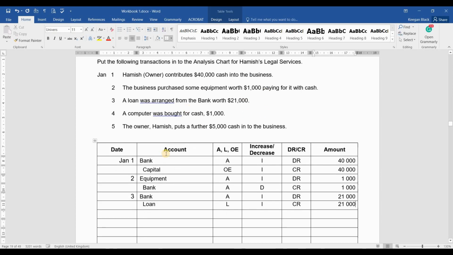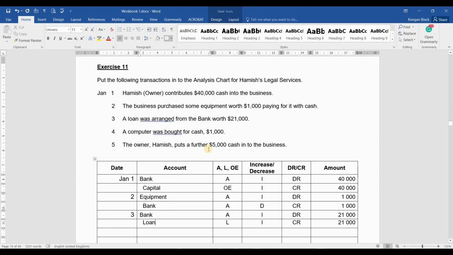You may have noticed a few things here. You may have noticed, for example, that I'm indenting by leaving 2 spaces before I do my credit transactions. You don't need to do that. You don't need to worry about it. It's just a thing that makes things look nice that sometimes accountants do.